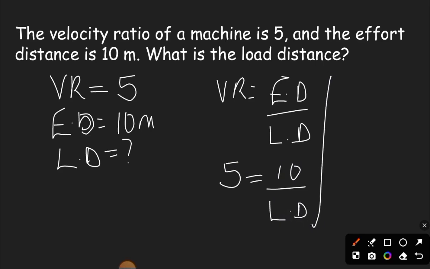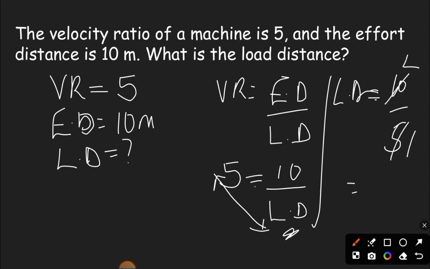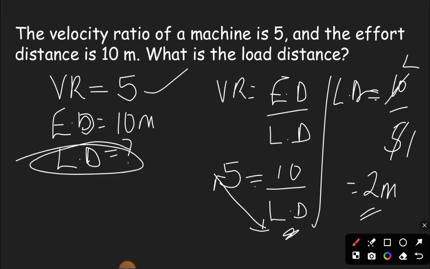So it's going to be load distance equals 10 on 5. So anytime you are doing change of subject and then you have your denominator to be whatever you are looking for, if you have an equal to sign, you can just exchange these two and it always works. So your load distance is 5 here 1, 5 here 2, 2 meters. Now take note, we are dealing with distance here, load distance, so it's 2 meters. The velocity ratio was 5, which had no unit.